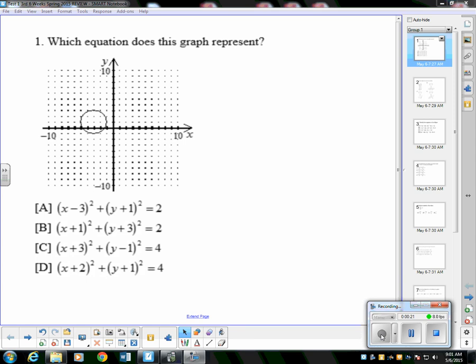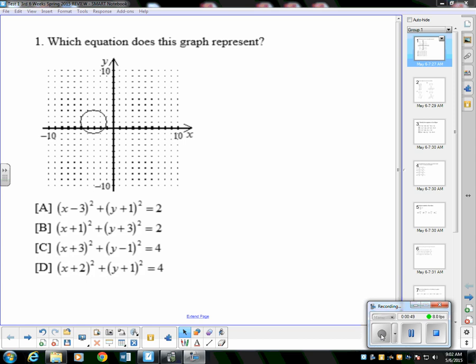Here's some example problems. This one here says, which equation does this graph represent? Now, if you look at the graph itself, some people could say, well, it looks like a circle. Others may say it looks like an ellipse. That part is really not the issue. What really matters is look at your answer choices down here. None of these answer choices are in fraction form. In other words, there is no a squared or b squared. So you got to be dealing with the circle right here.